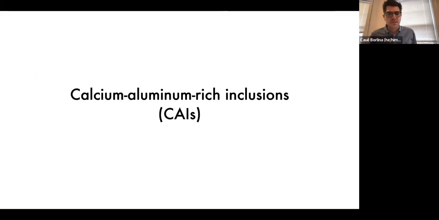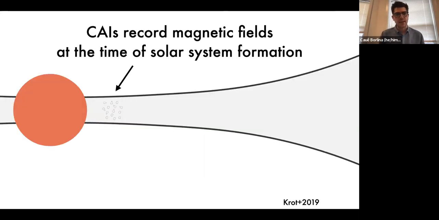Now, what I want to focus on for the remainder of the talk is a new area of research that I've been exploring in the last year, and that is paleomagnetic measurements of calcium-aluminum-rich inclusions, or the CAIs. I briefly introduced them in the beginning of the talk, and I want to go through some of the arguments again.